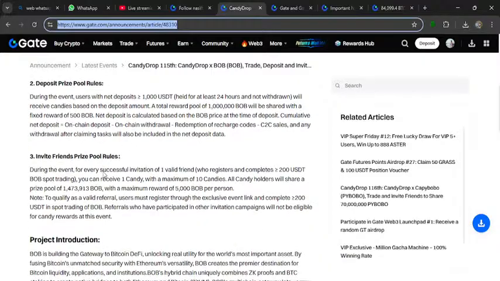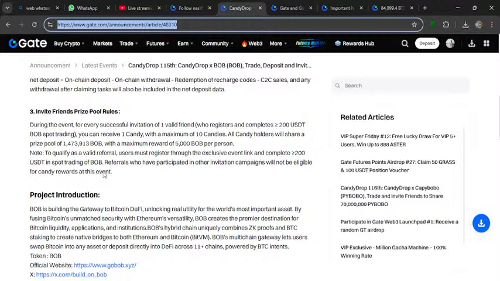Number three, invite prize pool rules. During the event, for every successful invitation of one valid friend, you can receive one candy, with a maximum of 10 candies, and all candy holders will share a prize pool of 1,473,913 Bob with a maximum reward of 5,000 Bob per person. To qualify as a valid referral, the user must register through the exclusive event link and complete 200 USDT in spot trading of Bob, and referrals who have participated in other invitation campaigns will not be eligible for candy rewards in this event.